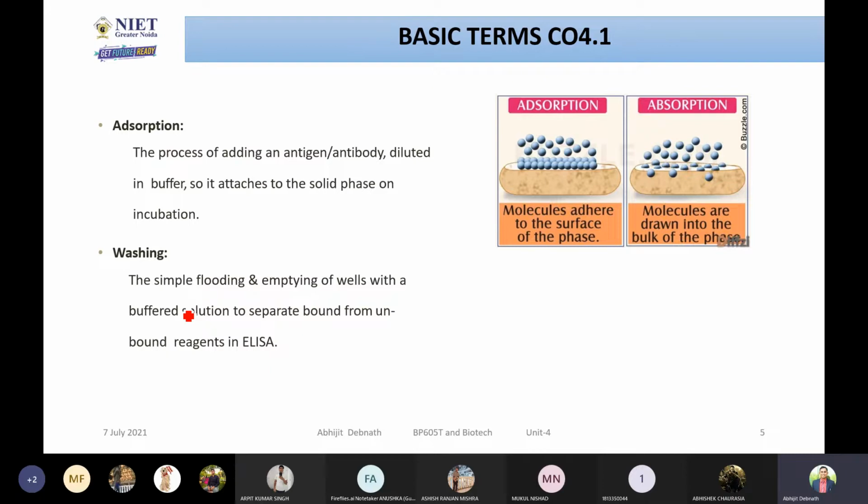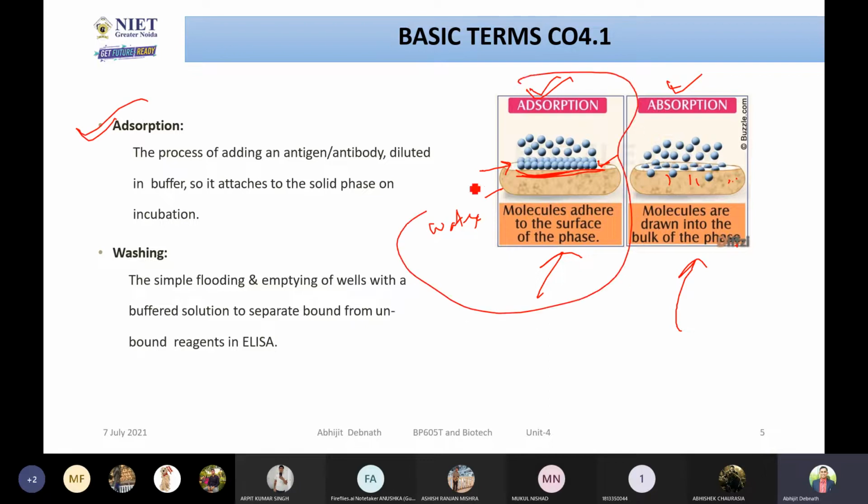Another thing I would like to tell you about is adsorption. You should always remember the difference between adsorption and absorption. Adsorption always happens at the surface. If it is water or anything, whatever activity happens at the surface will be called adsorption. Absorption happens within the substance. In adsorption, molecules adhere to the surface of the phase. In absorption, molecules are drawn into the bulk of the phase. We are talking about adsorption, which means surface.